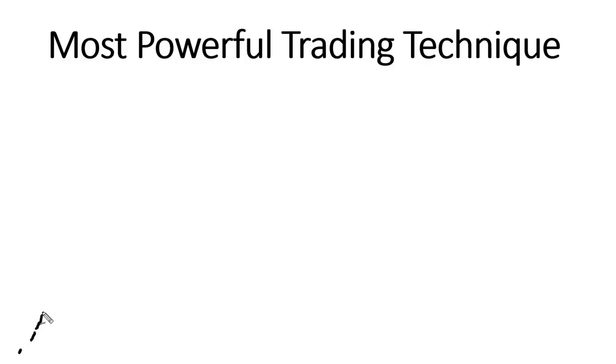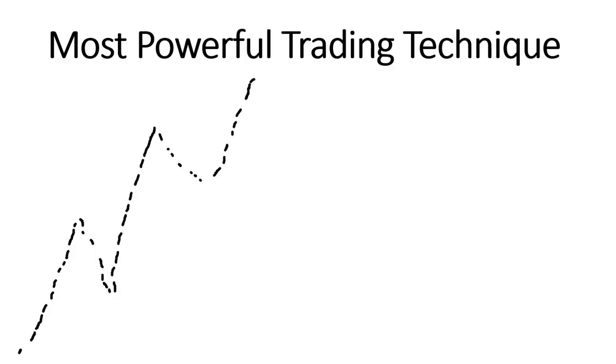So it might do something like this, and then we'll get a pullback. And then we'll get a rally up like that. And then we might get a bit of a pullback like this here, and then we'll rally back up again. And as you can see, the market is making higher lows and higher highs. But the most important part to this upward trend is the higher low.